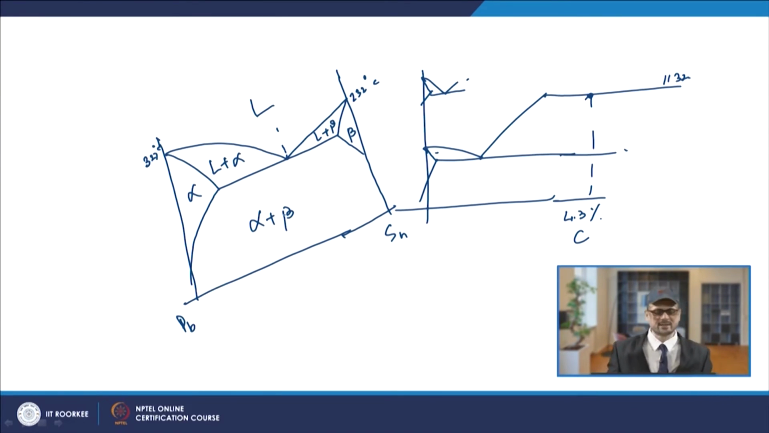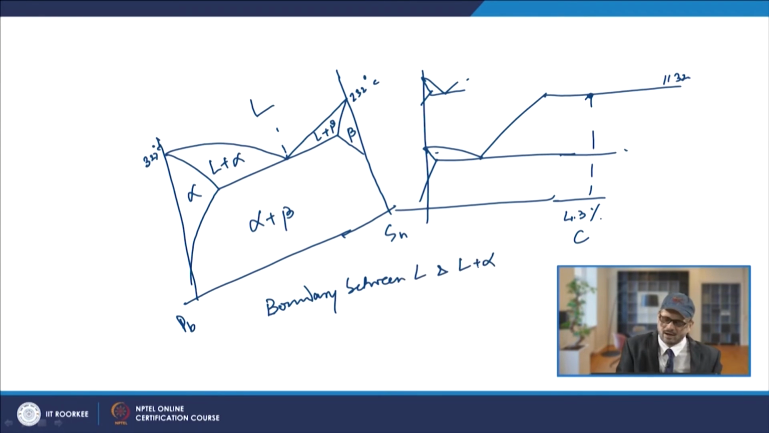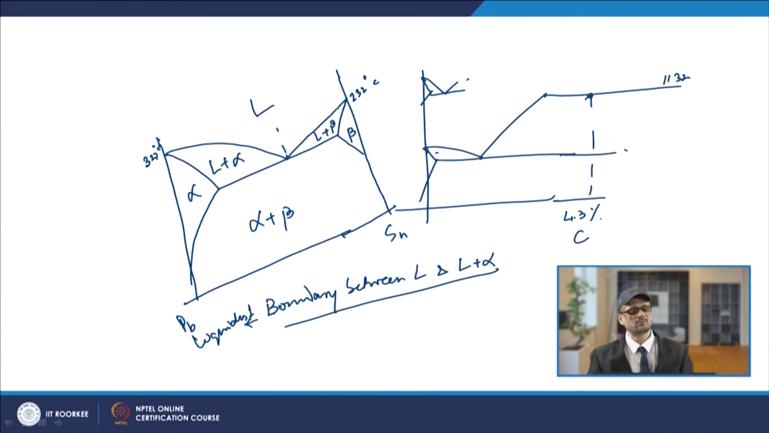Now, in these cases you have a liquidus line. The liquidus line will be the line between the liquid and the liquid plus alpha zone. So, this line is the boundary between L and L plus alpha, and that will be liquidus 1. Similarly, liquidus 2 will be the boundary between L and L plus beta.